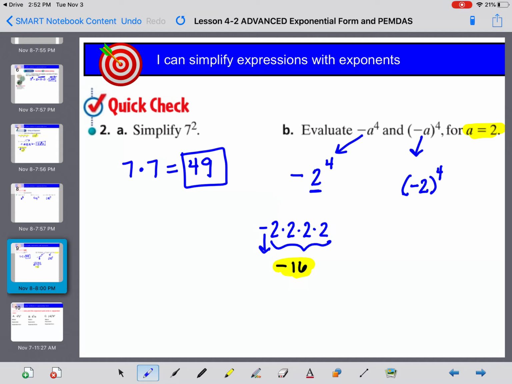Then when I solve the second problem, I would write that as negative 2 as my base because of the parentheses. Negative 2 times negative 2 times negative 2 times negative 2. You could put a dot like this between each one, or you could just use parentheses. Negative times negative is a positive times a negative is a negative, and then a negative times a negative is a positive, and I end up with a positive 16.